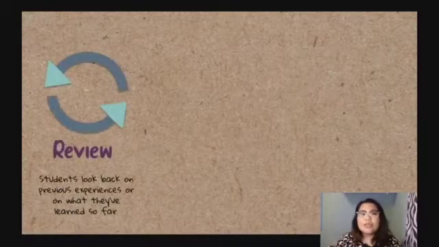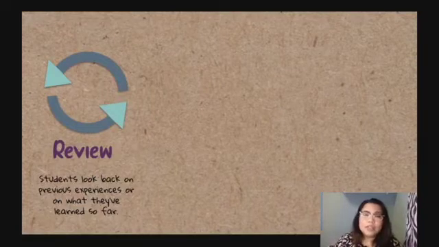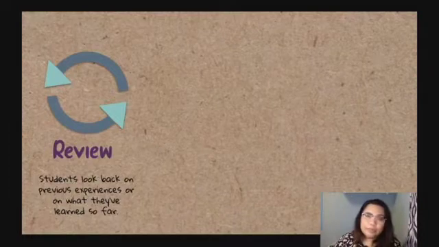So what do visible thinking strategies and routines do for our students? There are actually 3 R's that it targets. The first R would be to review. It allows our students to look back on some of their previous experiences or even what they've learned. So it allows them to review all that information.